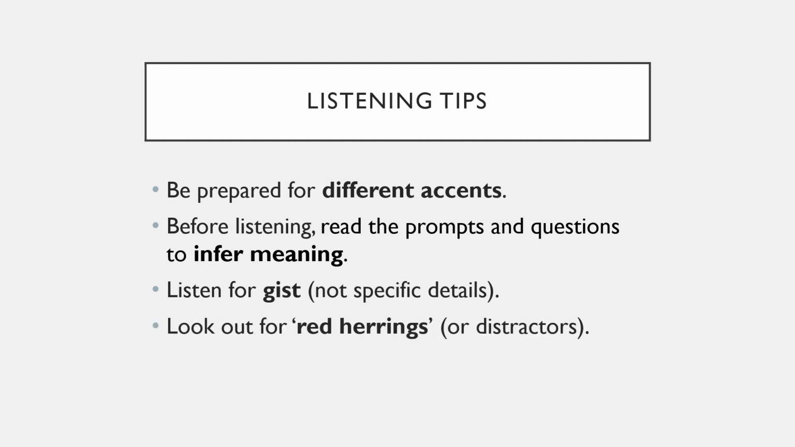It's important to look out for red herrings or distractors. Cambridge likes red herrings. These are statements that take your attention away from the correct answer, or they lead you in the wrong direction. So if you see a word or phrase in the question, and then you hear that exact word or phrase in the listening, it's probably not the right answer.